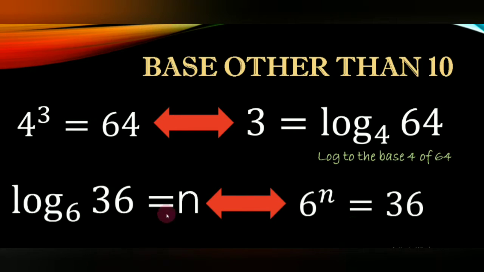Again, let me repeat: log to the base 6 of 36 equals n. You can transform this into 6 to the nth power equals 36. And of course, by this equation, we know that the value of n equals 2. So log to the base 6 of 36 equals 2.